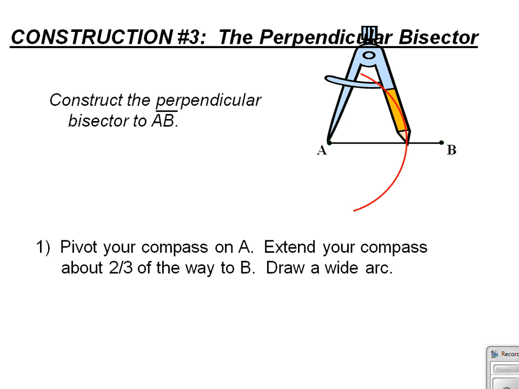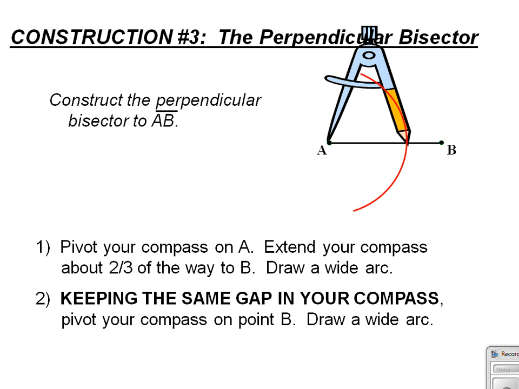It could be more than 2/3, it might be 3/4. You could even have it go all the way to AB if you wanted. Just as long as it's greater than half the distance, the compass needs to extend beyond the midpoint. Otherwise, this construction won't work. So after you extend your compass past the midpoint, maybe about 2/3 or 3/4 of the way, draw yourself a wide arc that extends far above and below the segment.